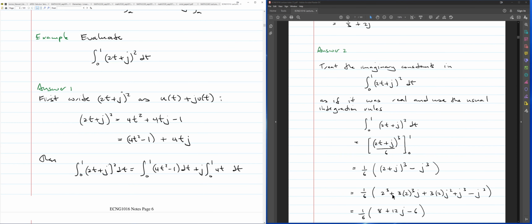Okay, so there's an error here. This should not be 2 cubed. This should be 2 squared, because you're using the binomial theorem to expand this 2 plus j cubed.